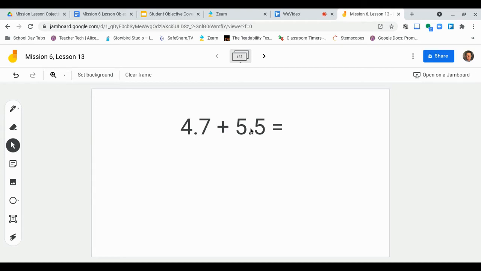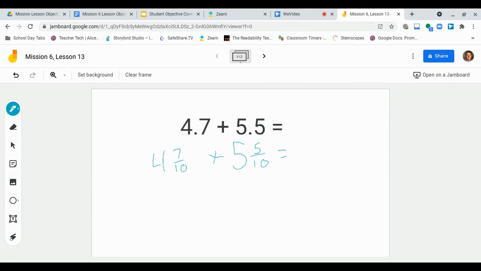So if we have 4 7/10 and 5 5/10, the first thing I need to do is to rewrite these as fractions. So if I have 4 7/10, how would I rewrite that? Well, I have 4 wholes and 7/10, just like that. And then plus 5 5/10, well, we rewrite that as 5 wholes and 5/10, like such. Now I can add them.